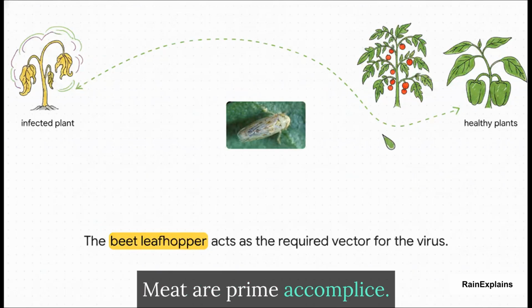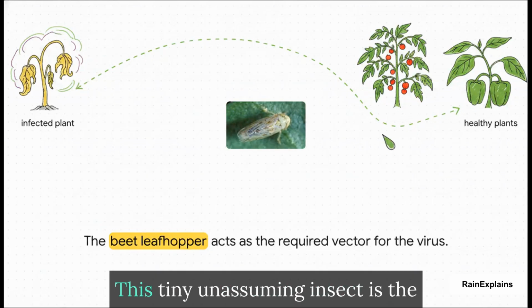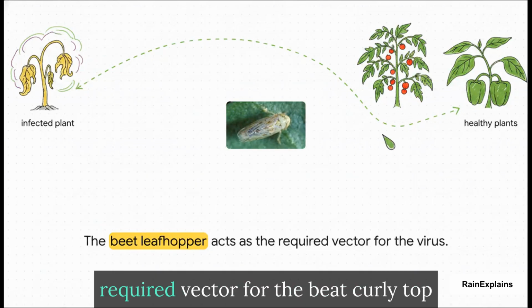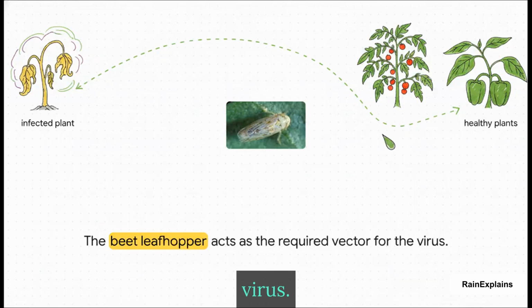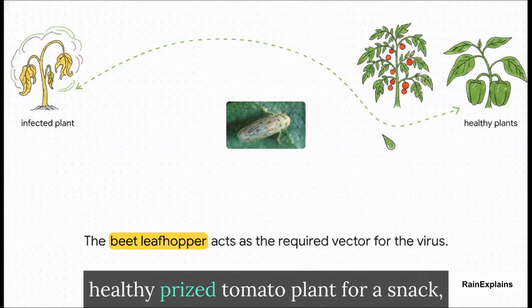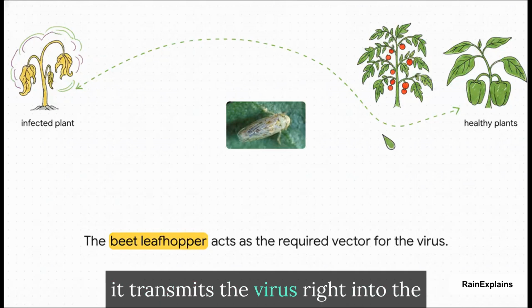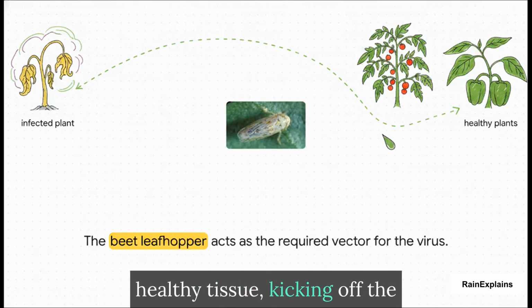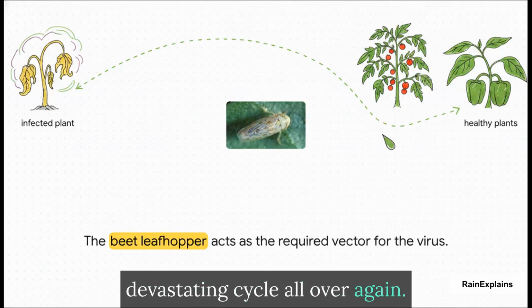Meet our prime accomplice, the beet leafhopper. This tiny, unassuming insect is the required vector for the beet curly top virus. When this leafhopper feeds on an infected plant, it ingests the virus. Then, when it jumps over to your healthy prized tomato plant for a snack, it transmits the virus right into the healthy tissue, kicking off the devastating cycle all over again.